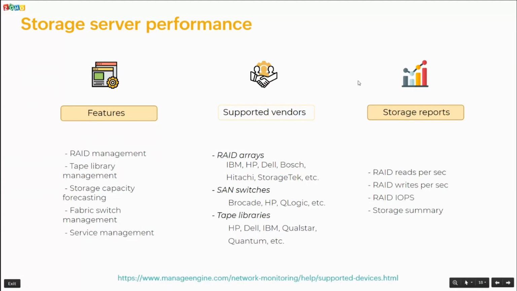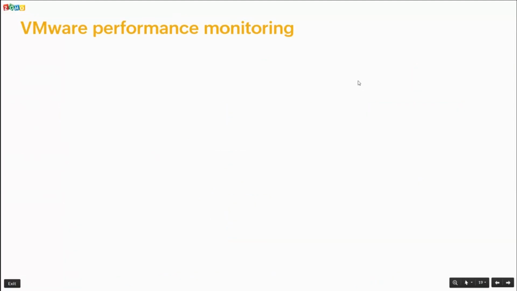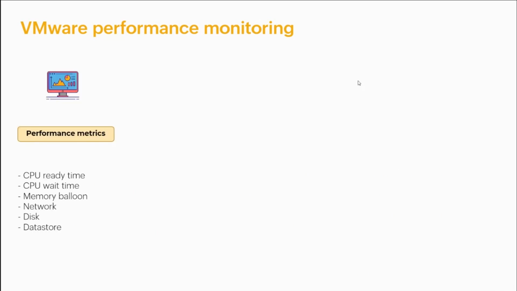So the next topic in discussion is VMware performance monitoring. OpManager provides intensive agentless virtual device monitoring to enable effortless performance management of your VMware devices. VMware performance metrics such as CPU ready time, CPU wait time, memory balloon, network, disk, and the data store, etc., can be monitored using OpManager.